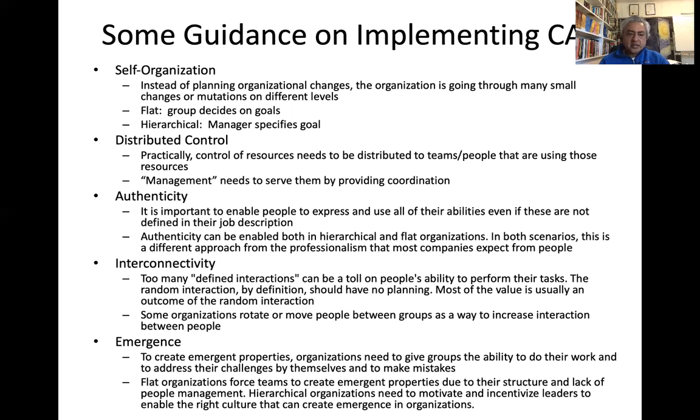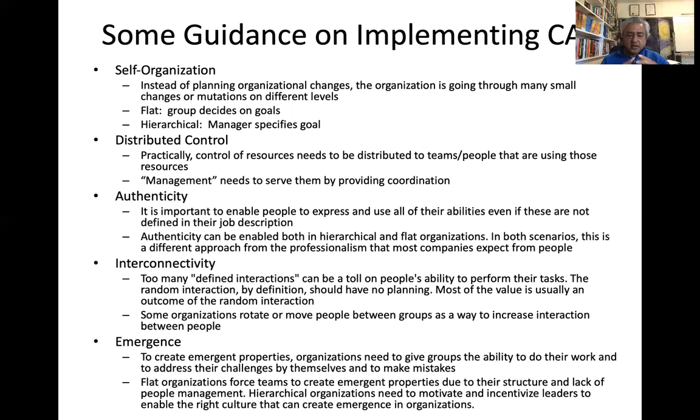So authenticity, as I've suggested earlier, can be enabled both in hierarchical and flat organizations. And in both scenarios, it's going to require a different approach from the professionalism that most companies expect from people, in that there has to be a little more flexibility allowed for the authenticity that people carry within themselves. And this can easily become a barrier, because many times an organization will expect that things will be done in a certain way, and we are suggesting that we need to deviate from that sometimes.